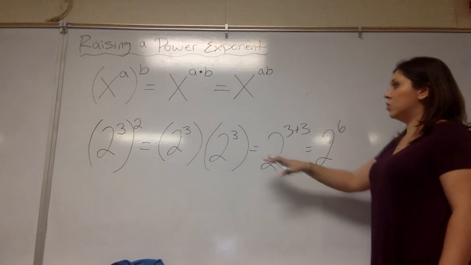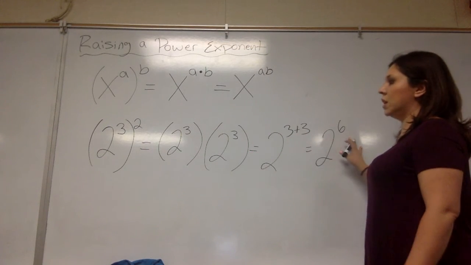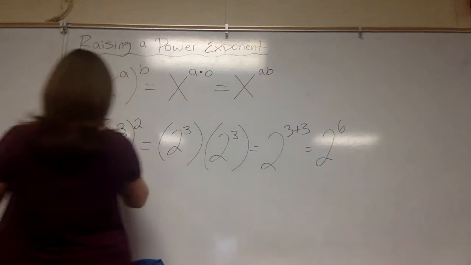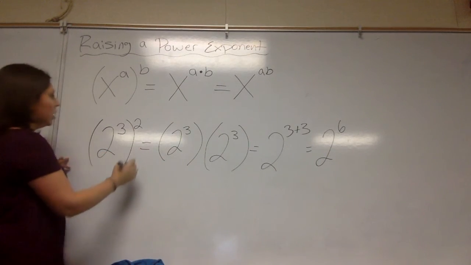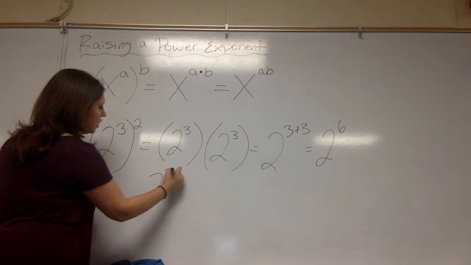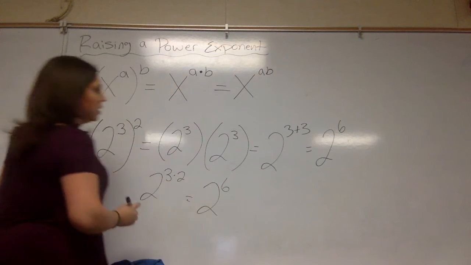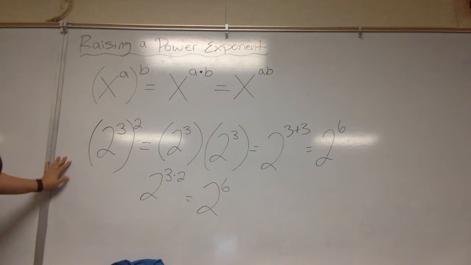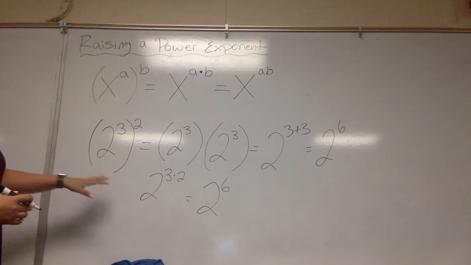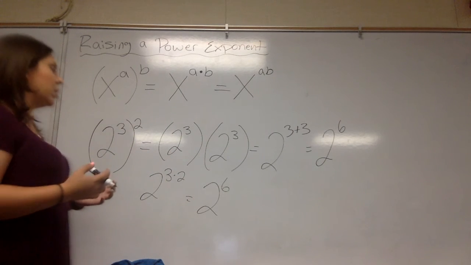But instead of having to go through, separate them, and then add them to get the answer, we can take 3 and 2 and do 3 times 2, and that gives me 2 to the 6. One way or the other, it gives you the same answer. But this is the idea of what we're going to be learning today. So this is going to be our intro.